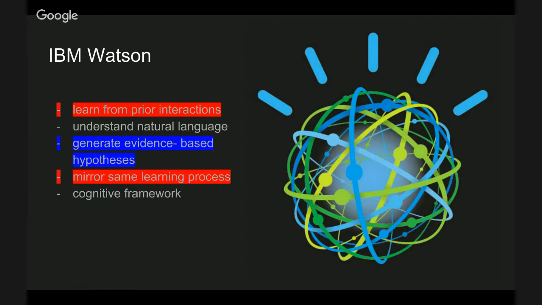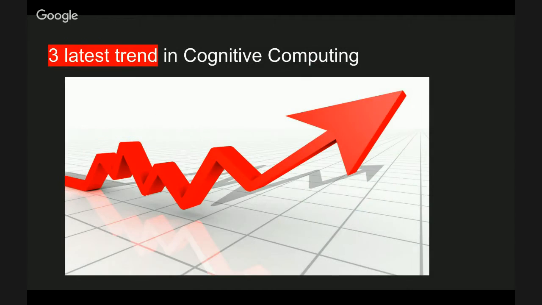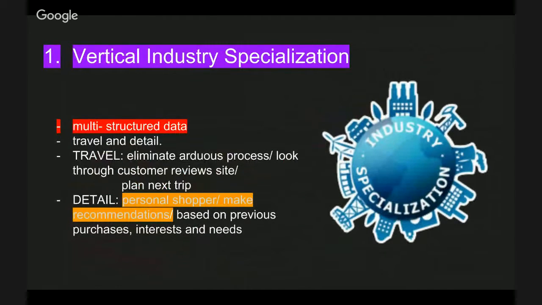What drives this process is a common cognitive framework that humans use to inform their decisions: observe, interpret, evaluate, and decide. And there are three latest trends in cognitive computing. First one is vertical industry specializations. The industries that are most ripe for cognitive computing are ones where there is an abundance of multiple structured data, which can drive better business and consumer decisions. This includes travel and retail.